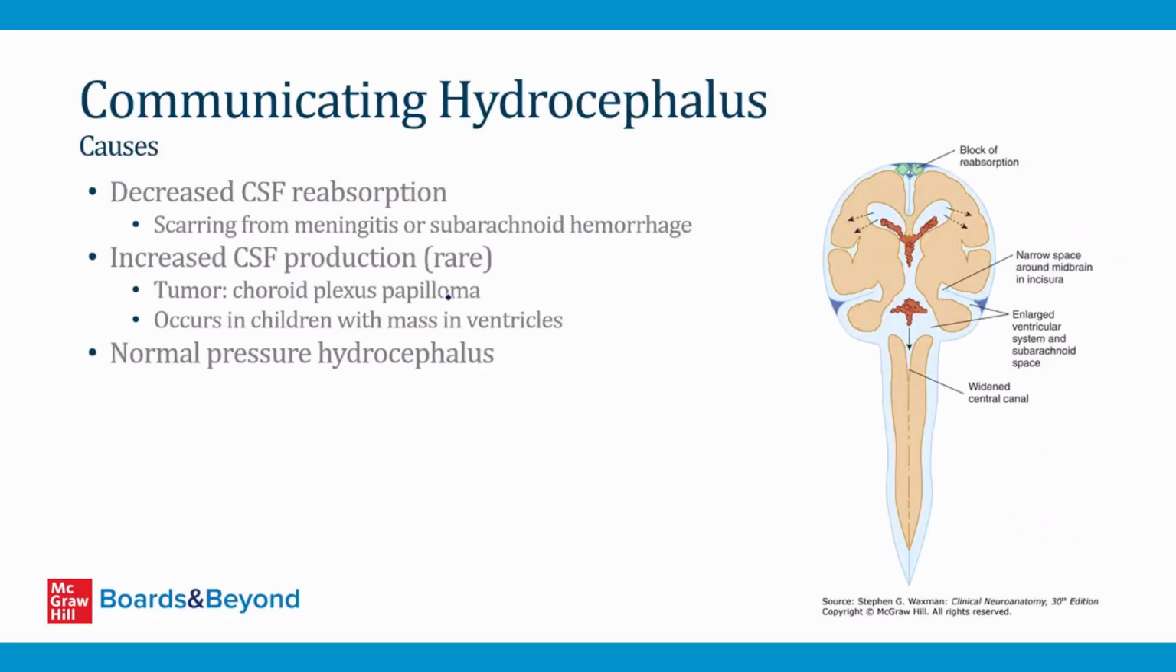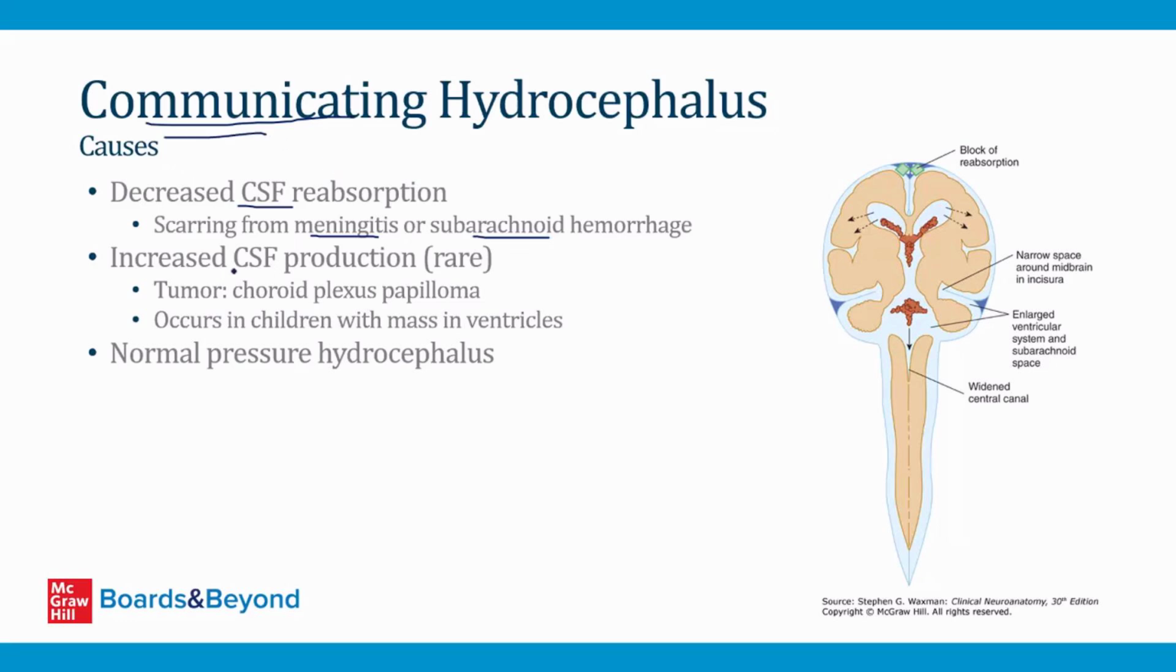Okay, so now let's start to talk about causes of hydrocephalus, and we'll begin by talking about communicating hydrocephalus. The major cause of communicating hydrocephalus is decreased reabsorption of CSF. This happens when there's scarring of those arachnoid villi from meningitis or a prior subarachnoid hemorrhage. As a result, the villi are not absorbing CSF normally, and you get a buildup of CSF and high pressure, and that causes hydrocephalus. It's communicating because the ventricles can communicate with one another normally.